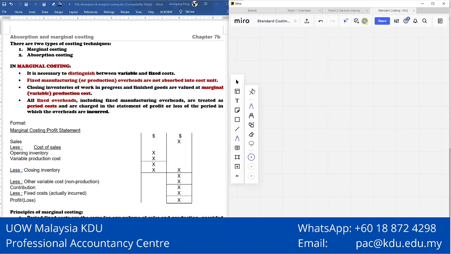I am going to show you how we are going to use these two different costing techniques to prepare our profit statement. We want to calculate the profit. We have to take our sales minus the total cost. Take the sales minus the cost. This is how we get a profit, right? But we know that total cost can be separated into two different functions.